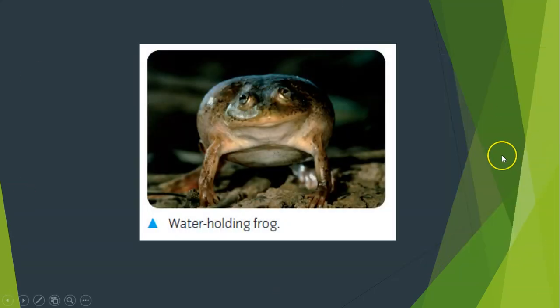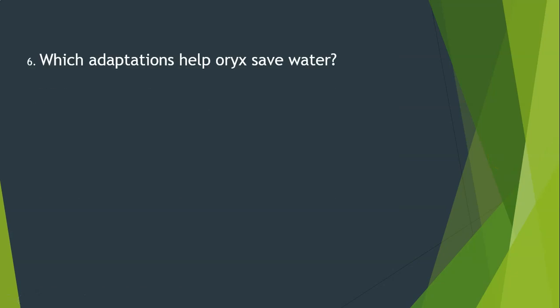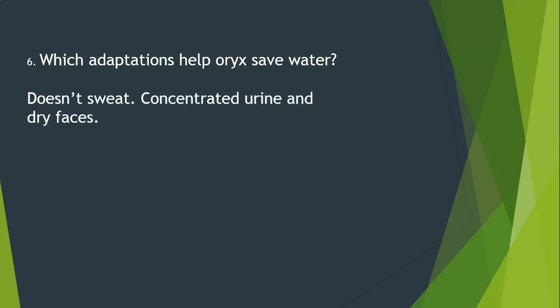This is a picture of a water holding frog. Which adaptations help oryx save water? It doesn't sweat. It has very concentrated urine and dry feces, so its waste material will be dry.